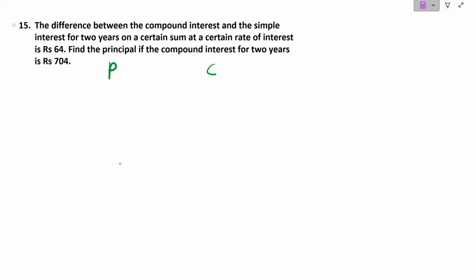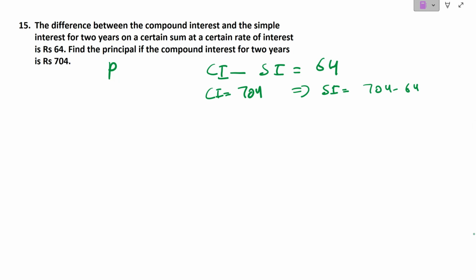So it means that compound interest minus simple interest is equal to rupees 64. So find the principal if the compound interest for 2 years is 704. So it says that compound interest is 704. It means what is the simple interest? It is 704 minus 64. So what is the simple interest? It is 640. So these are the values we have right now.